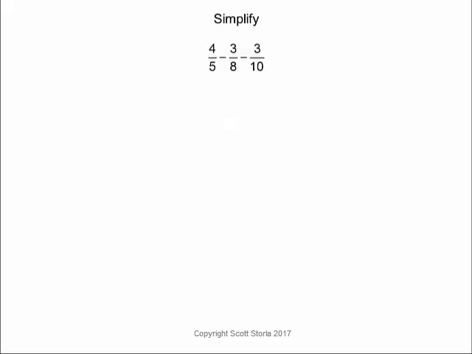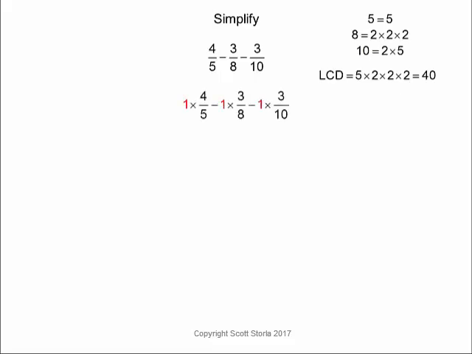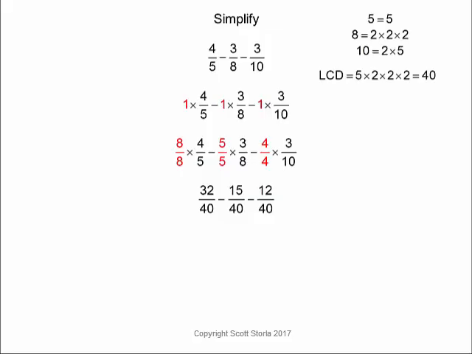Here's the next one. Here's the LCD. My forms of 1 will be 8 over 8, 5 over 5, and 4 over 4. In each case, that will bring my denominator to a 40. My first fraction will be 32 over 40, my second 15 over 40, and my third 12 over 40. Subtracting gives me 5 over 40. So you can reduce common factors and end up with 1/8.